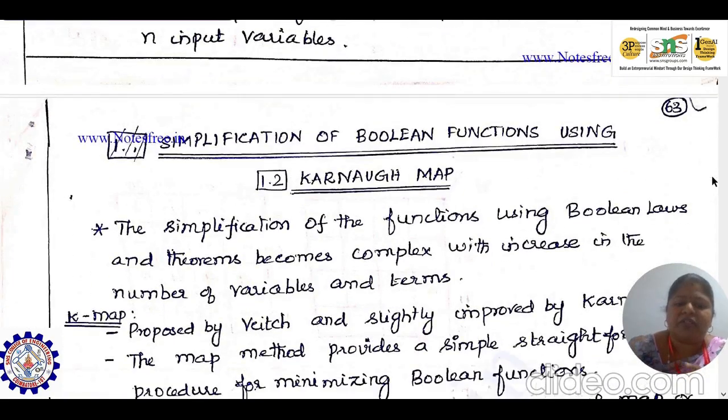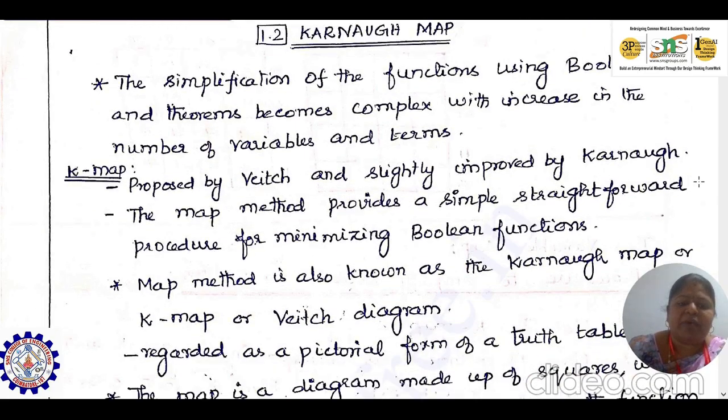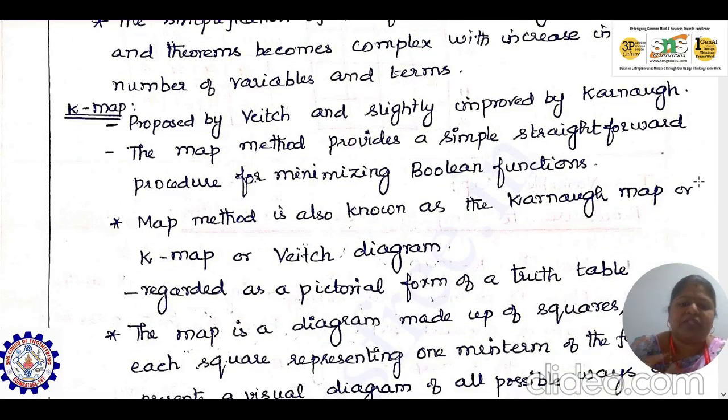So first we will see the steps which we follow in simplifying a Boolean function. First we use the K-map, that is the Karnaugh map. The simplification of a function using Boolean laws and theorems becomes complex with an increase in the number of variables and terms. So the K-map was proposed by Veitch and slightly improvised by Karnaugh. The map method provides a simple, straightforward procedure for minimizing Boolean functions. The map method is also known as the Karnaugh map, K-map or Veitch map.